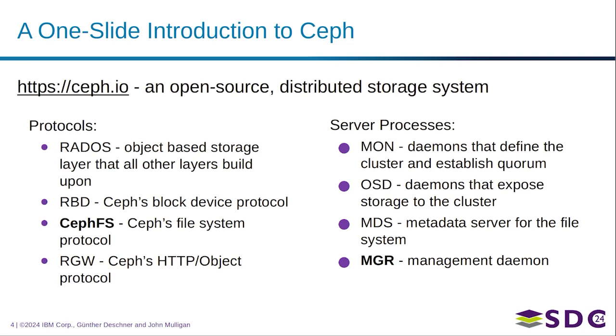There's also RGW, the Ceph HTTP object protocol, we don't touch on that at all. And then on the server side, Ceph consists of a couple of daemons. There's the Mon daemon, the OSDs, which really do provide the storage nodes, the MDS, and then the manager daemon, which is the area of work that John, my colleague, has been mostly spending his work on, to improve the way you can centrally manage and orchestrate services on top of Ceph.